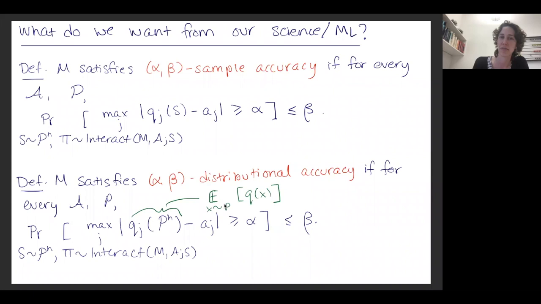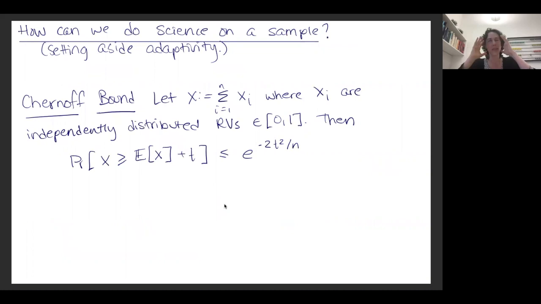Okay, so let's set aside for the moment these sort of looming concerns about adaptivity, and suppose that we're just trying to figure out how to do science, how to answer queries when all we have is a sample and we care about the underlying distribution. So the first tool that's going to be relevant here is just a basic Chernoff bound. And what we're going to do is try to think about what a Chernoff bound tells us about how accurate science on the sample is for the underlying distribution.